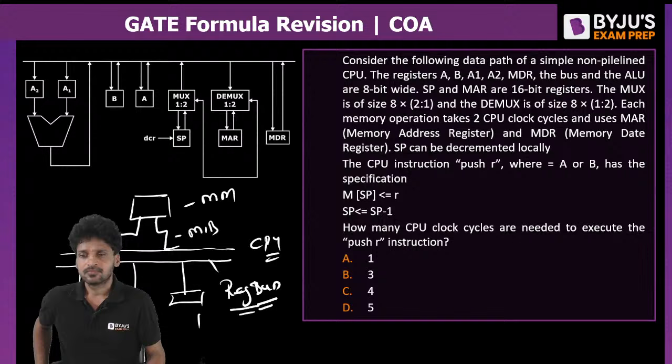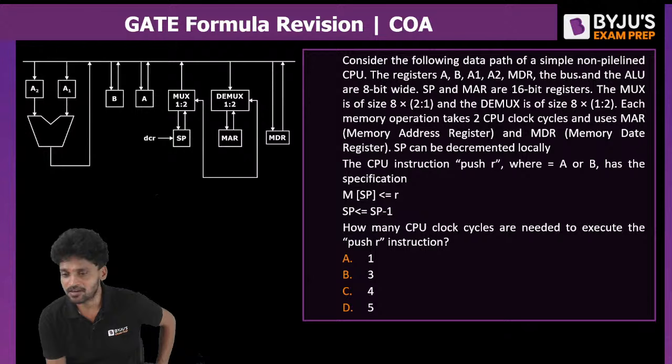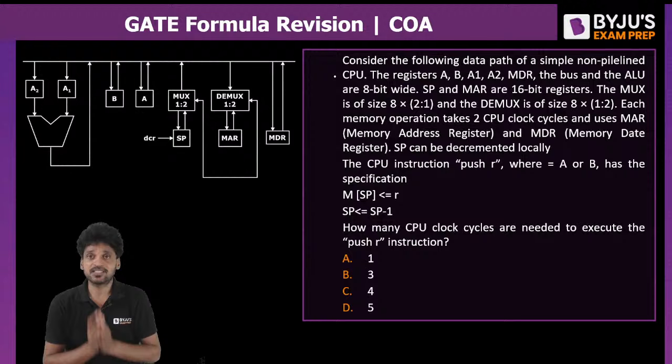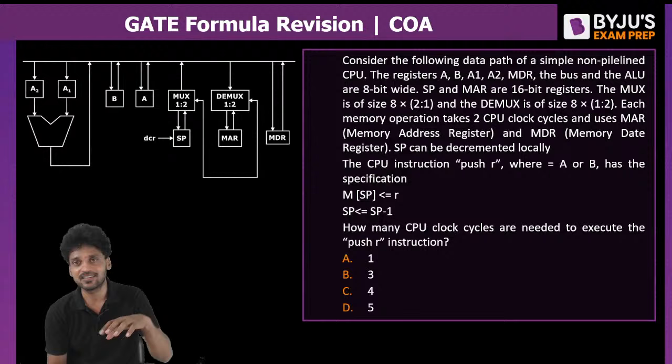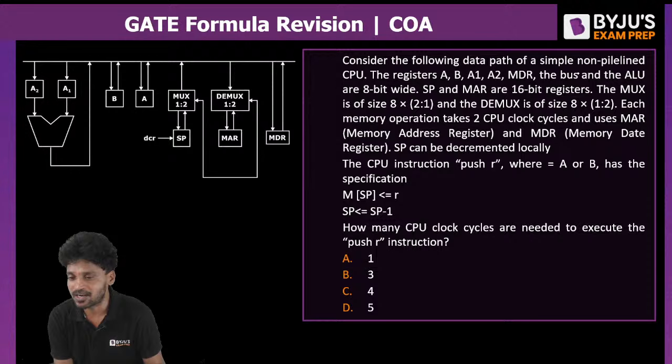Now, based on this, understand. Consider the following data path of a simple non-pipeline CPU. Just follow the footprints, that's it. One prerequisite is, I do not want you to go ahead and stumble. I want you to follow exactly the footsteps when I'm taking you. That is the prerequisite. I will tell you that you will be able to solve any question based on the details. Consider the following data path of a simple non-pipeline CPU.